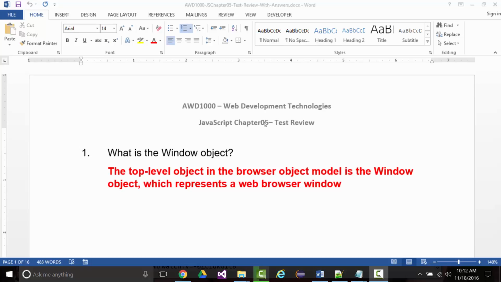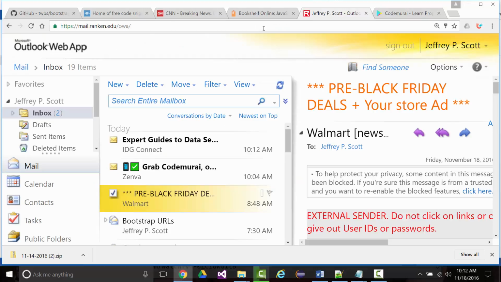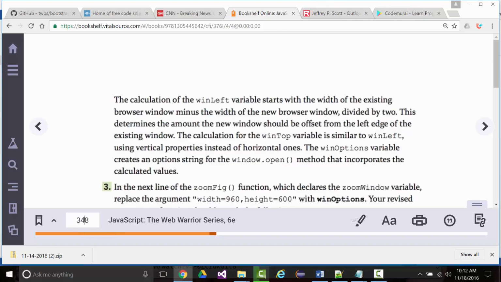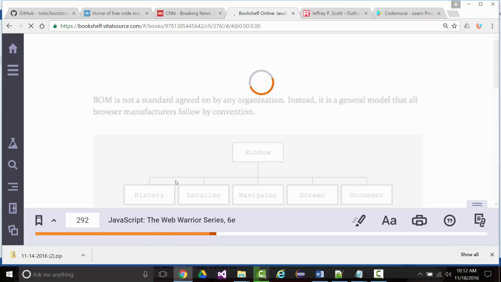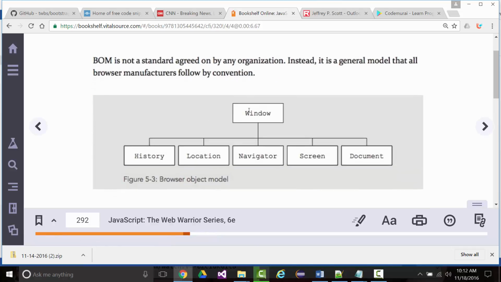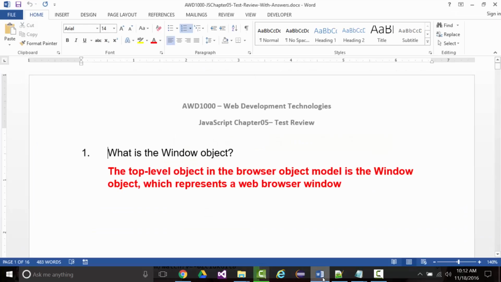If that still confuses you, I don't think it does, but if it does for some reason, then please look at the picture that we went over quickly at the beginning of the chapter, which is on page 292 of the book. I don't think I have the book up anymore. I think I closed it. Yes, I did. No, I didn't. 292. There was that picture. So there's the window object. It's the top level. All right.